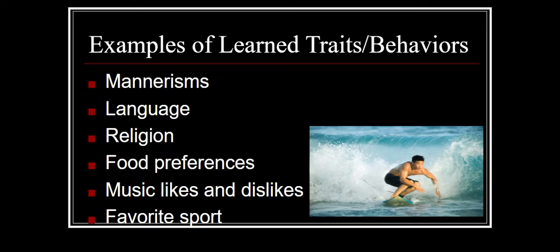Food preferences, music likes and dislikes, and favorite sports. Those are all choices that we make for ourselves. Thank goodness we can make those choices for ourselves and that they are not inherited from our family members. Thank goodness we have a little bit of control over our own identity. That way, if we're not pleased with the behavior or the choices of a family member, we can change that for ourselves and help ourselves have a better life.